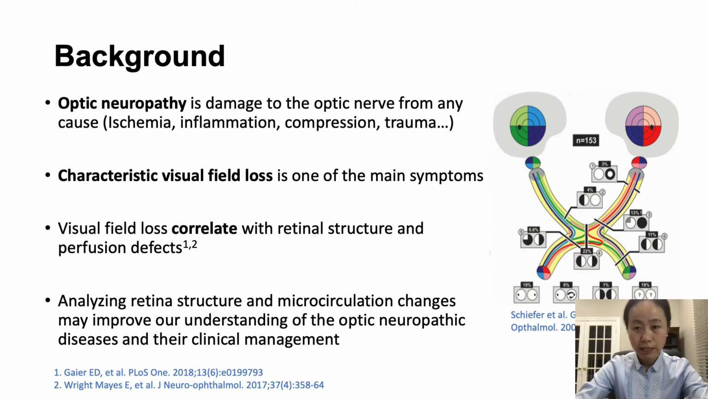Optic neuropathy is damage to the optic nerve from any cause, such as ischemia, inflammation, compression, and so on. Damage and death of the nerve cells or neurons leads to visual loss and characteristic visual field loss. Some studies have demonstrated that the visual field loss correlated with retina structure and perfusion defects. So, analyzing retina structure and microcirculation changes may improve our understanding of the optic neuropathic diseases and their clinical management.